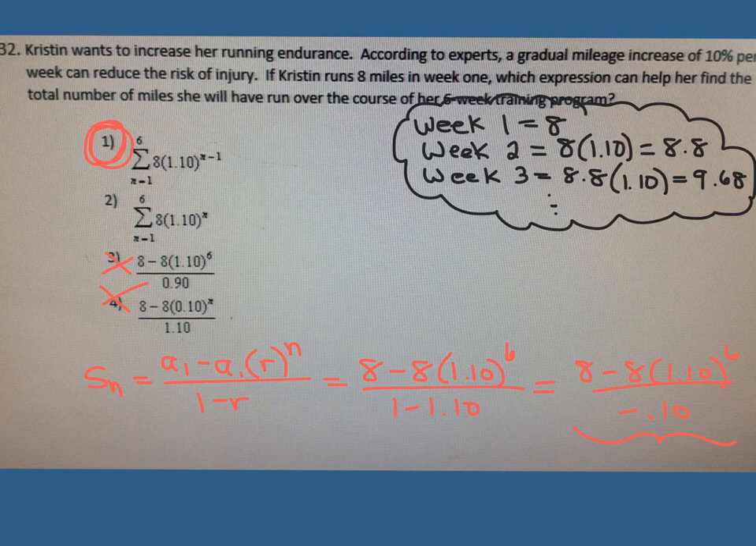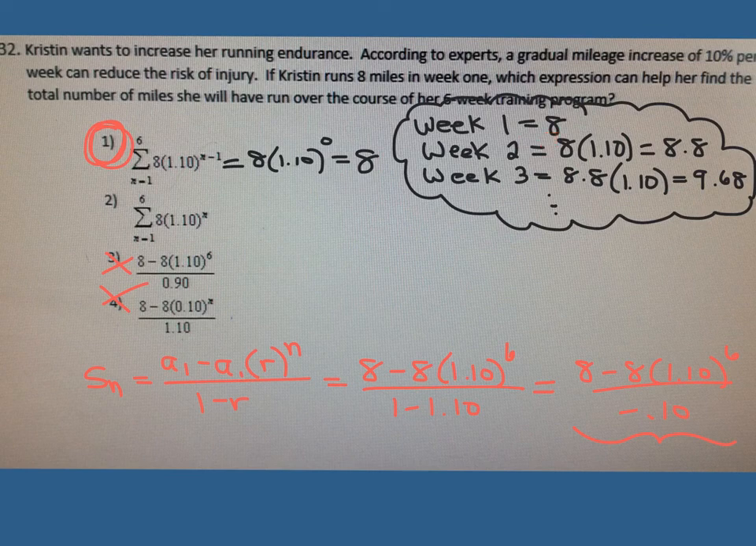So if we take 1 and replace it for the n, we would have 8 times 1.10 to the 1 minus 1 power, which is really just to the 0 power. Anything to the 0 power is just 1, so 8 times 1 is 8. So when you plug a 1 into this expression, we wind up with 8, which is what we get for week 1.